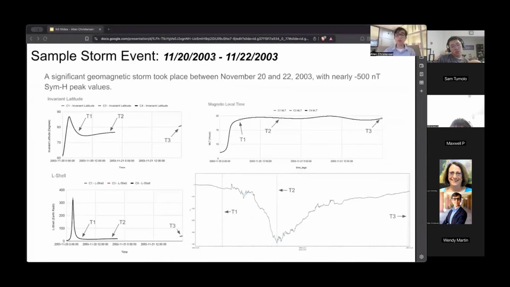The storm event we examined took place between November 20th and 22nd, 2003, with a nearly -500 nanotesla SYM-H peak value, which puts us over the 99th percentile in storm severity. Given that the magnetosphere is deformed as a result of storms, we need to be aware of these limitations when making altitude calculations.